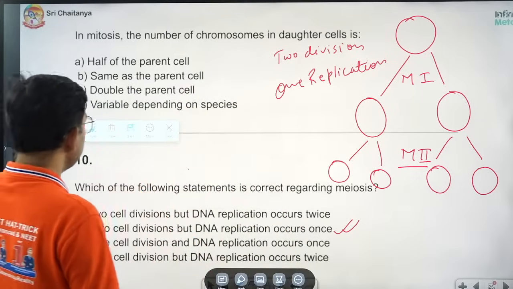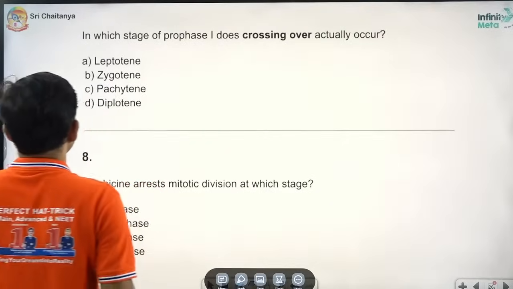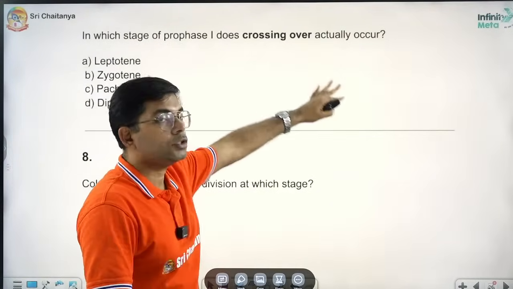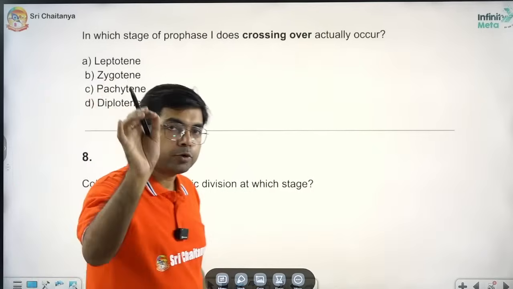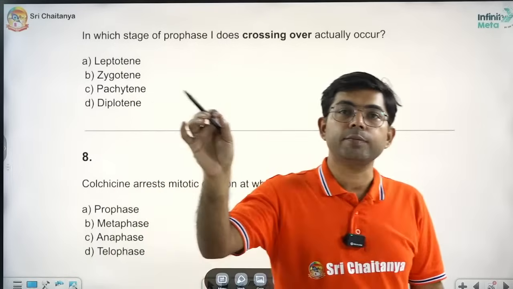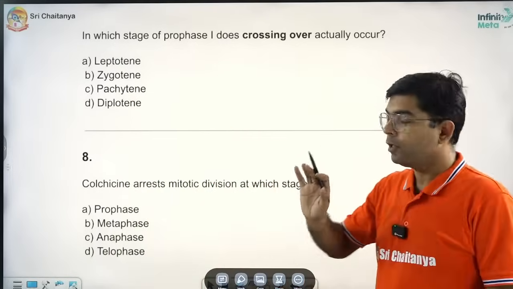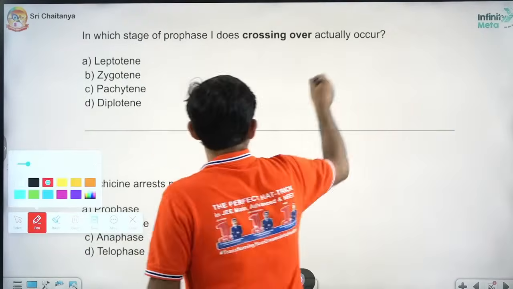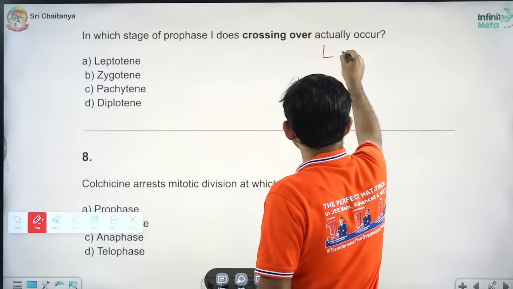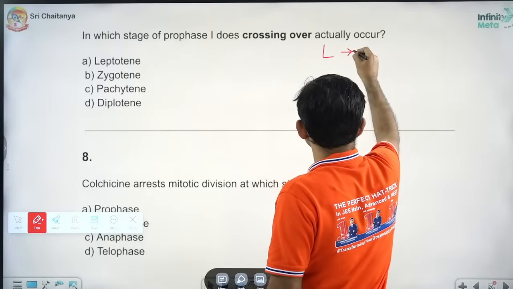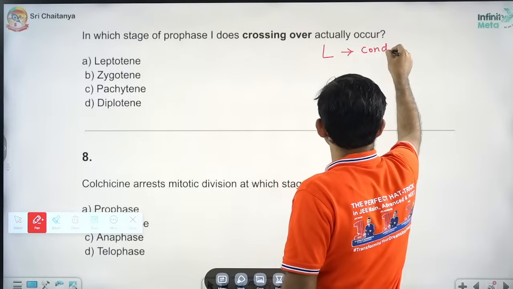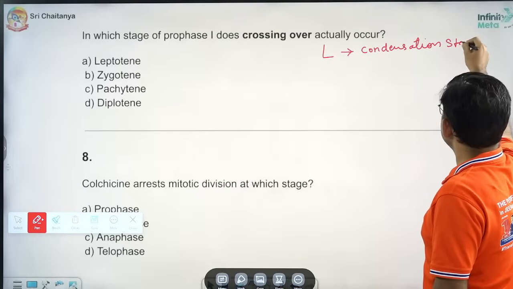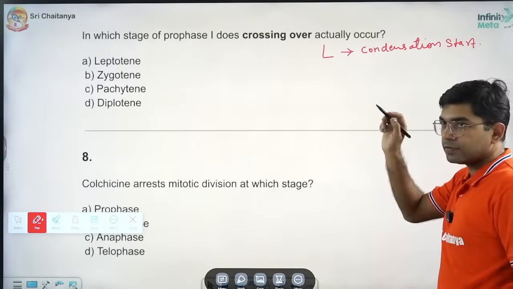Now further moving ahead. In which stage of prophase 1 does crossing over actually occur? Remember, leptotene, zygotene, pachytene, diplotene, diakinesis, right? So what have we seen in leptotene? First, the condensation starts. This is a very common question which is asked. That's why it is repeated.